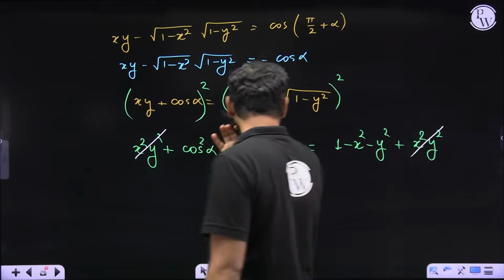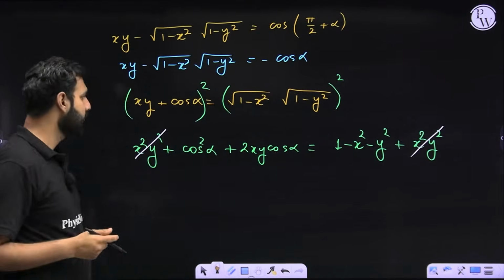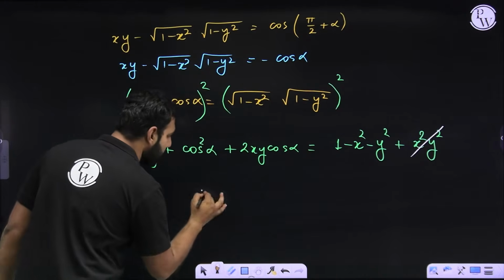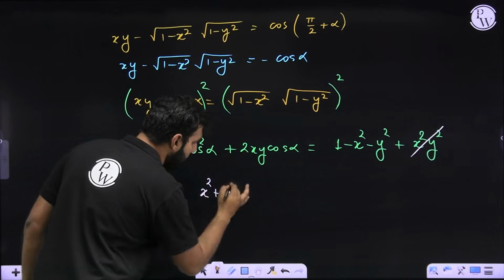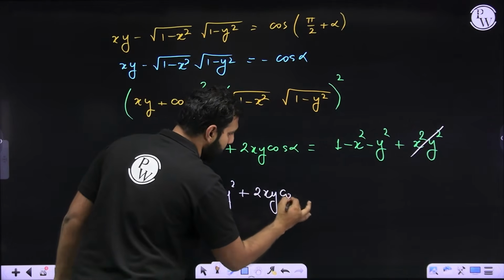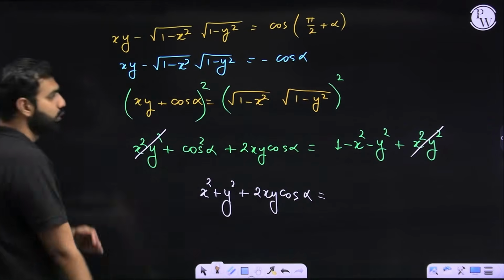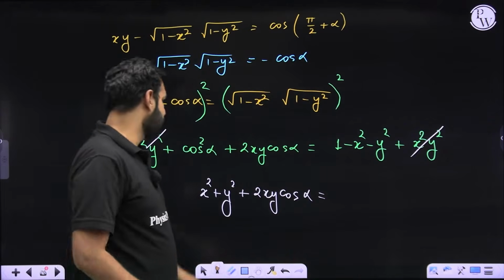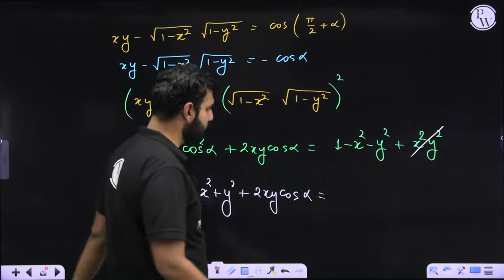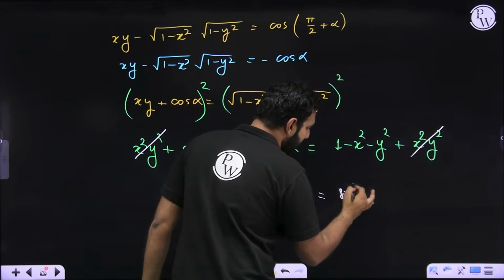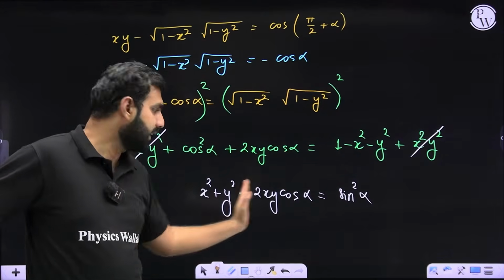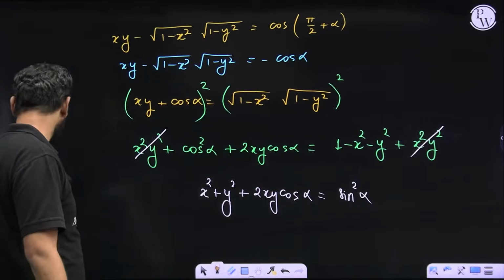So what I'm going to do next is, I'll push cos square alpha on the other side and I'll take this on the other side. So I'll have now x square plus y square plus 2xy cos alpha on the left hand side. I hope there is no doubt on that. What am I now left with? I am now left with cos square alpha and this 1. So this is going to be 1 minus cos square alpha, which without any hesitation, I can write as sine square alpha. Did you get that part? Any confusion on that?